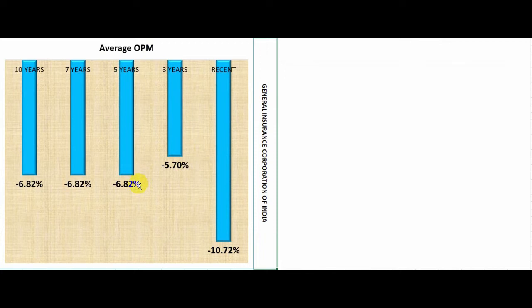Average OPM would again be a loss. The company's last 3 years on average had been making an operating loss of around 5.7%. In the last 5 years, that operating profit loss was around 6.82%. In the recent 12 months, the loss is somewhere around 10.72% of the sales.